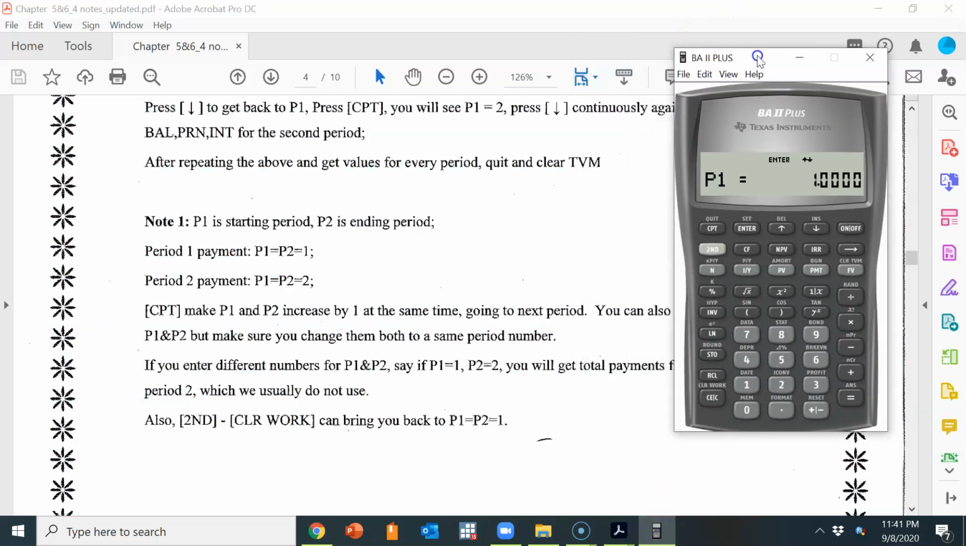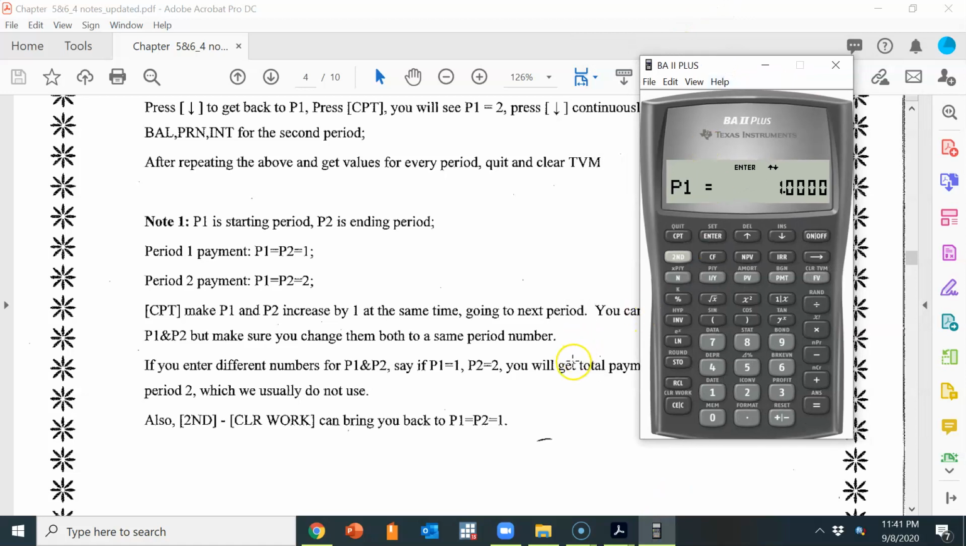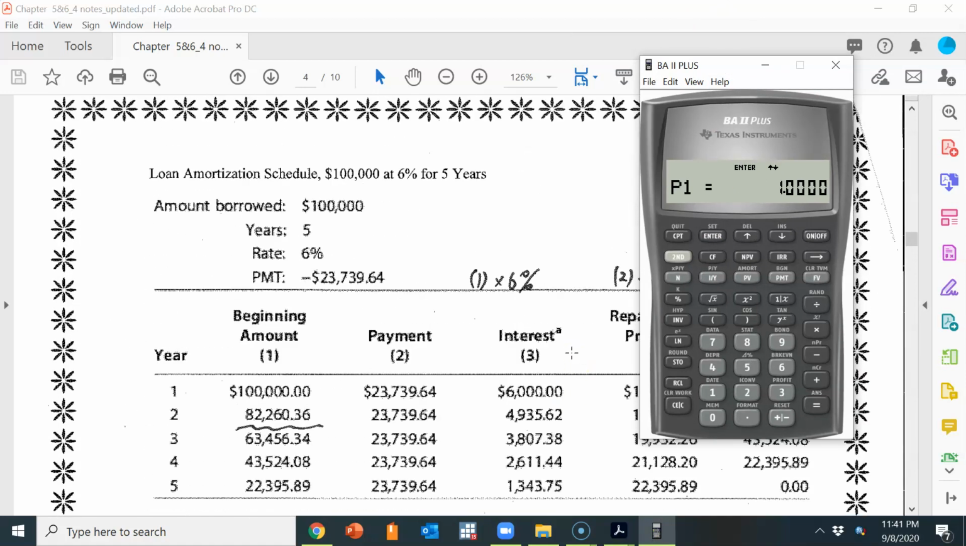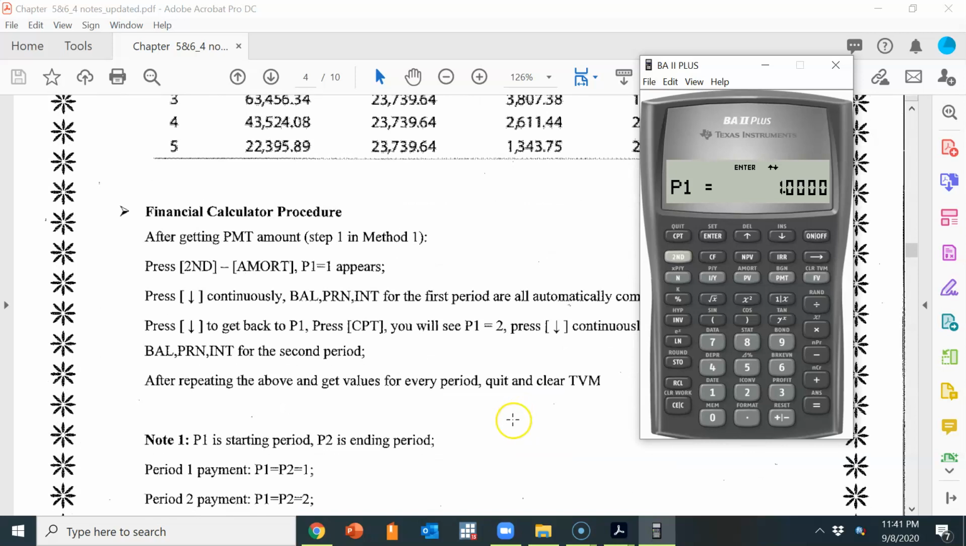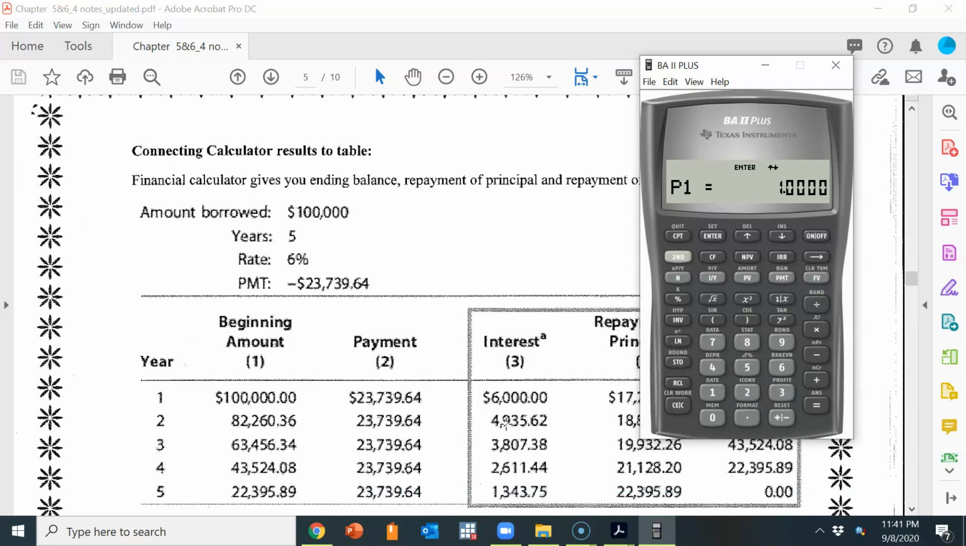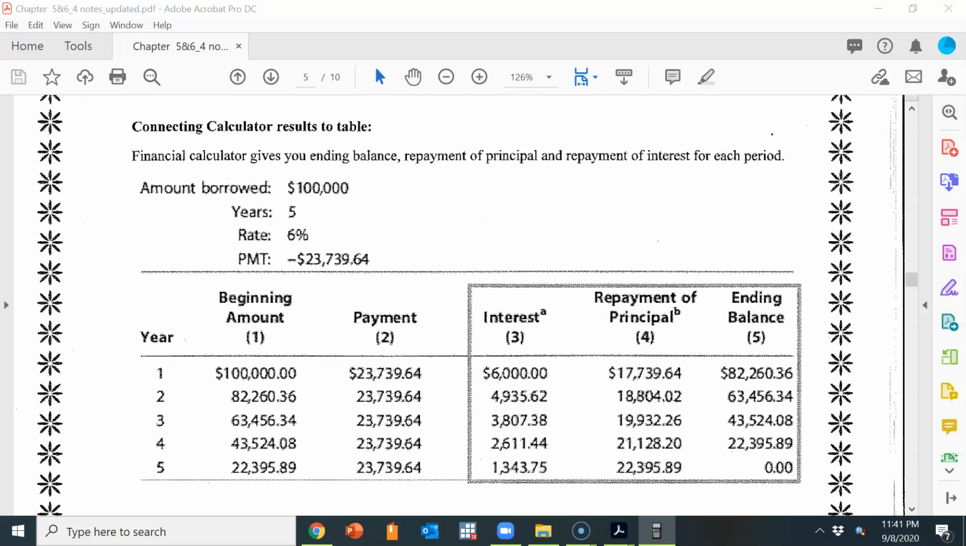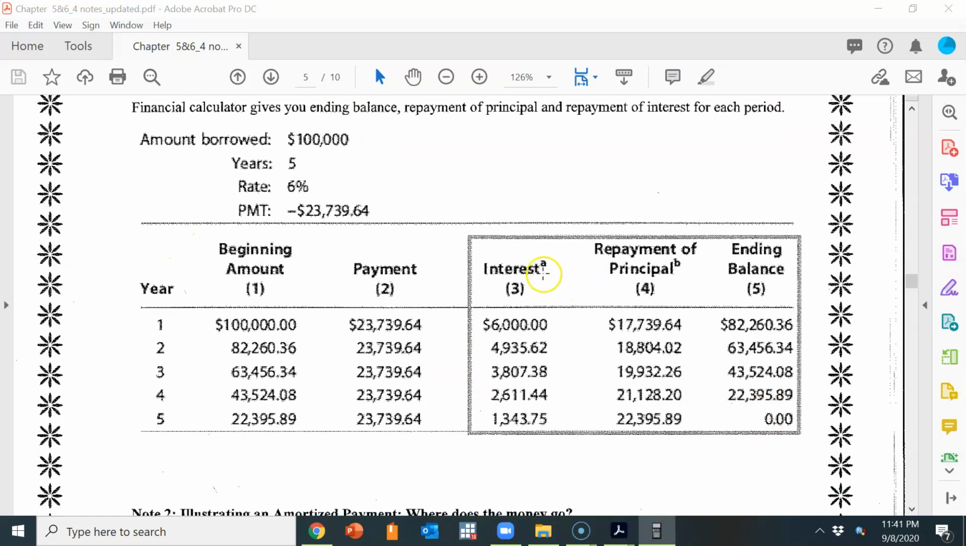Please try to practice with your financial calculator to construct this amortization table for this example. And also you can try to use our step-by-step method to manually calculate this table. Try the 2 different ways. All right, by using our financial calculator, we can construct the same table here because the financial calculator shows us the amounts in columns 3, 4, and 5: INT, PRI, and BAL.